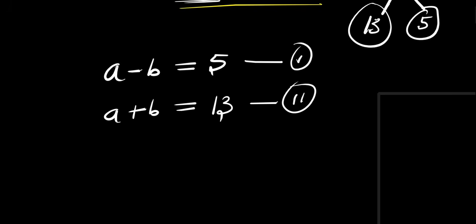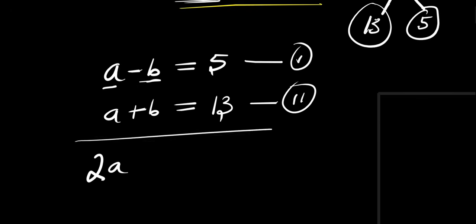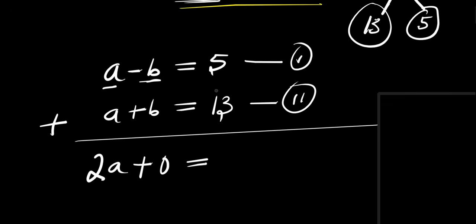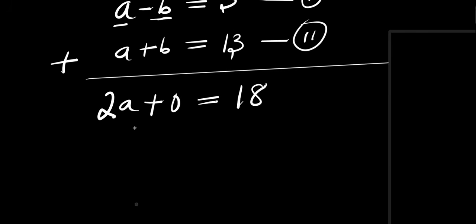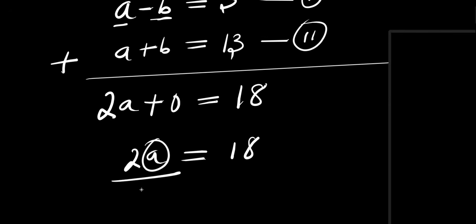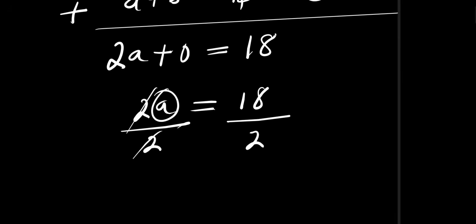We can decide to add equation 1 and 2. So let's add the both equation. A plus a, that is 2a, negative b, I'm just adding, negative b plus positive b, that is 0, equals 5 plus 13, that is 18. 2a plus 0, you have 2a equals 18. So isolating a by dividing this by 2, dividing this by 2, this eliminates this. We have a equals 9.